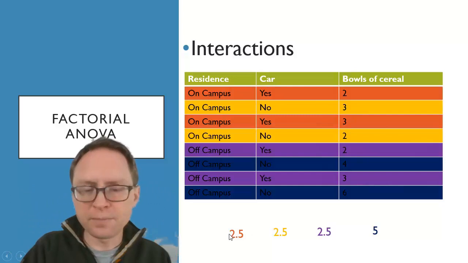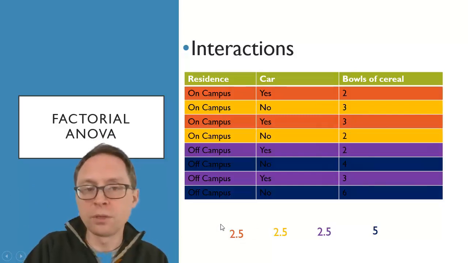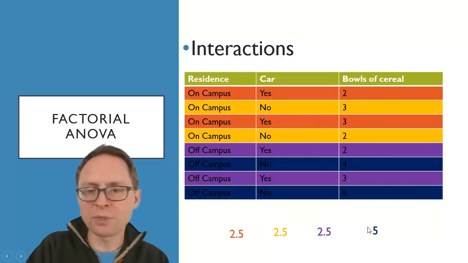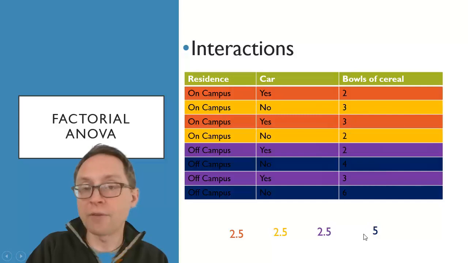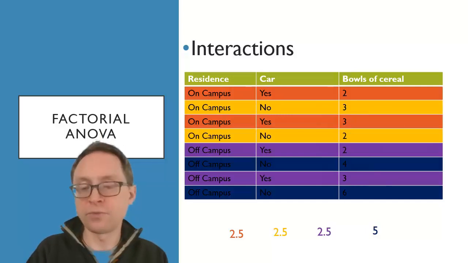So if you notice down here, each of these different groups has their own mean. People who live on campus and own a car have bowls of cereal 2.5. The on-campus no car also averages 2.5. The off-campus with a car averages 2.5, and off-campus with no car averages 5. This is the interaction that we will be looking for in the analysis of variance.